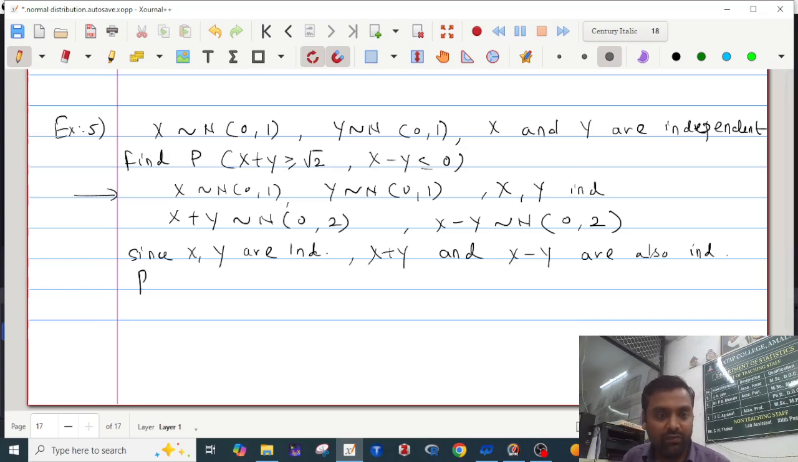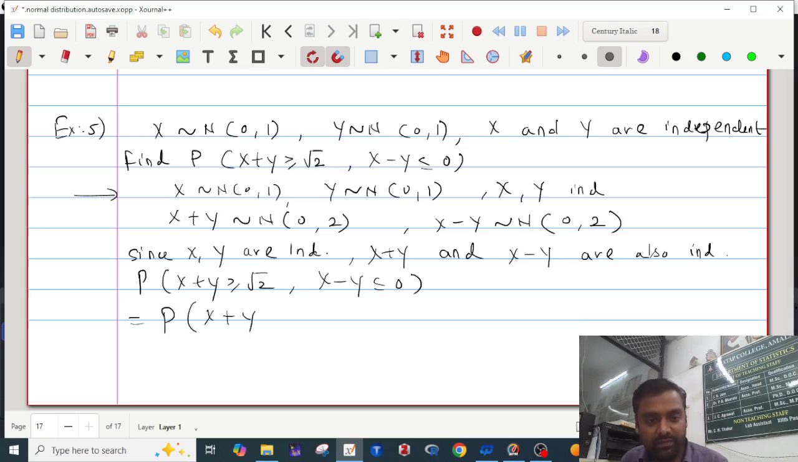So probability of X plus Y greater than or equal to root 2, comma, X minus Y less than or equal to 0, this is equal to probability of X plus Y greater than or equal to root 2 multiplied by probability of X minus Y less than or equal to 0.